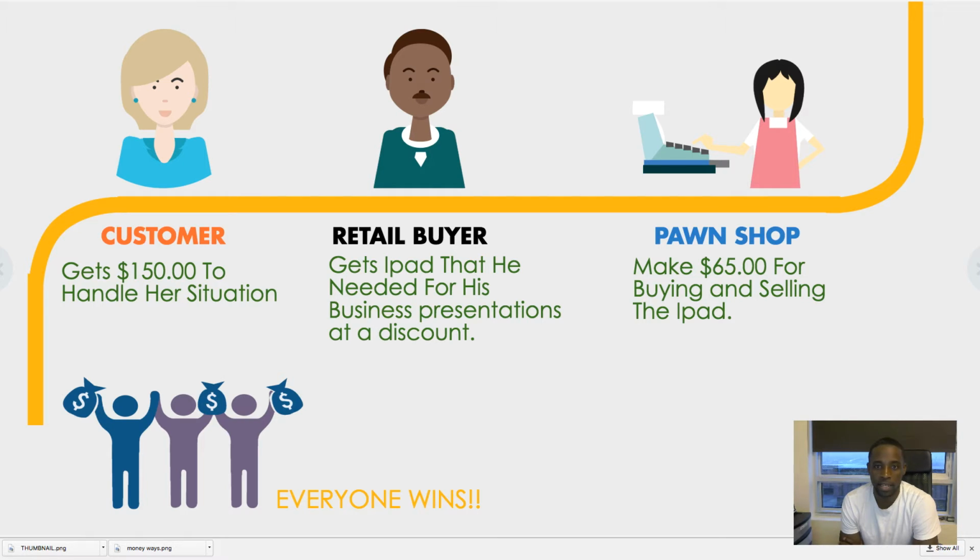The retail buyer gets an iPad that he needed for his business presentations at a discount. He could have gone to Apple and bought a brand new iPad, but he didn't really need a brand new one. He just needed a working one so he can do his presentations for his business. So he got a sweet deal. He's happy. The pawn shop is happy. They made $65. The customer gets $150 to handle their situation, speeding ticket or whatever they need to handle. Everyone wins here, and everybody understood what was going on in this transaction. So that's exactly how the wholesale business works.